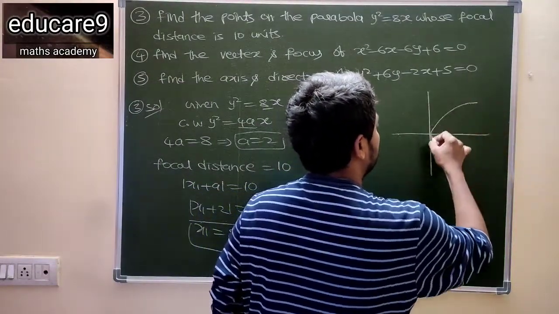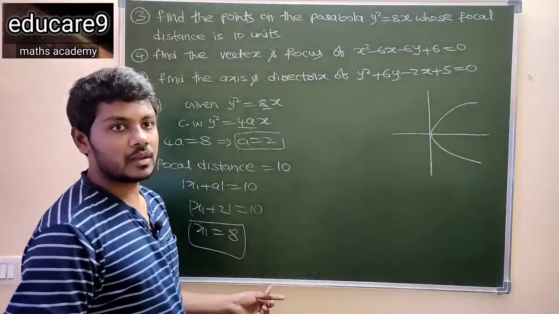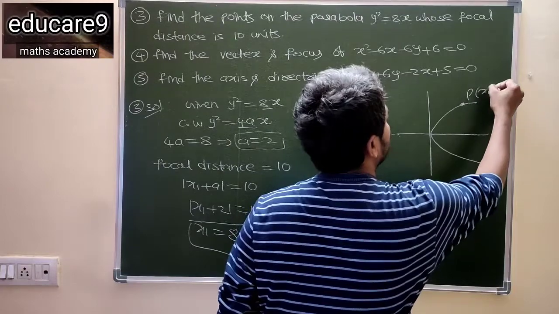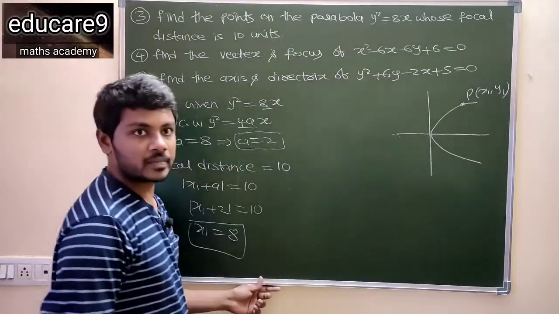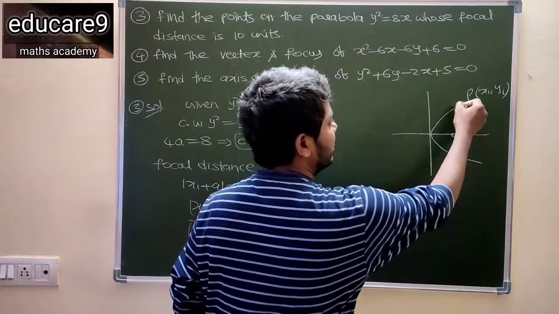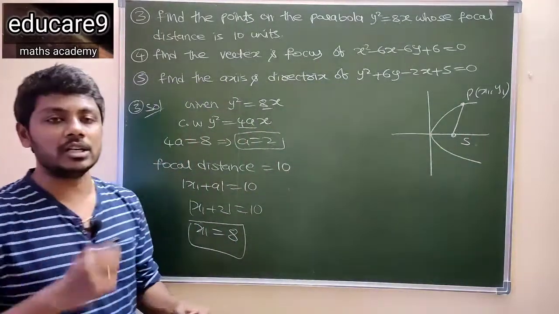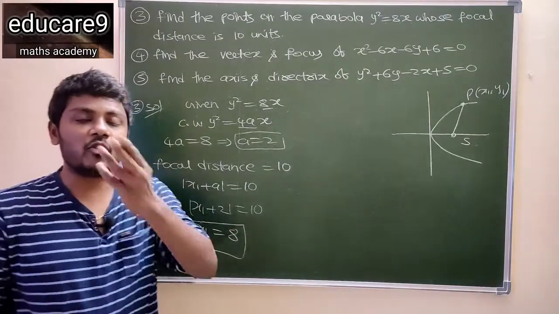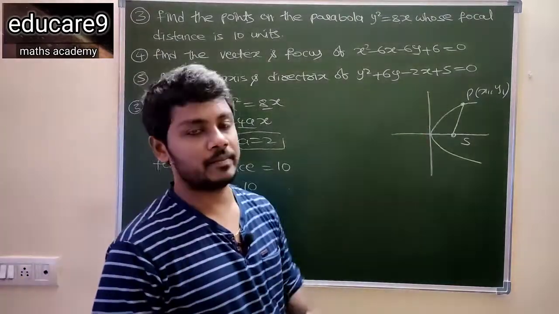So see here, this is the given parabola. And P be any point on the parabola. It is some x1 comma y1. And S is focus of the parabola. Then SP is called what? Focal distance. Whose distance is 10 units. Then find the coordinates of the P.